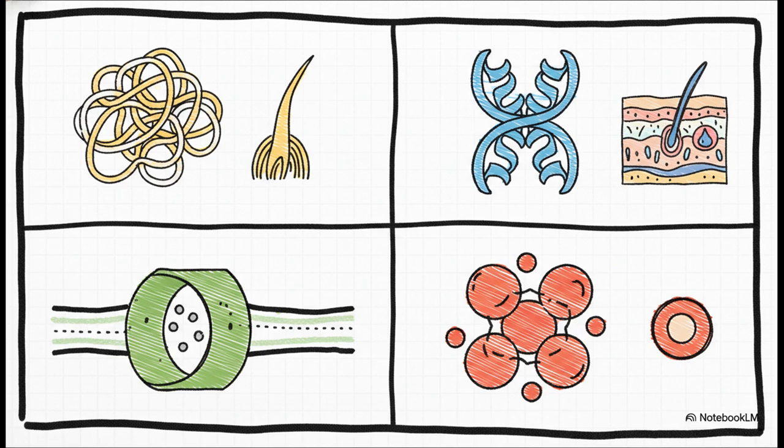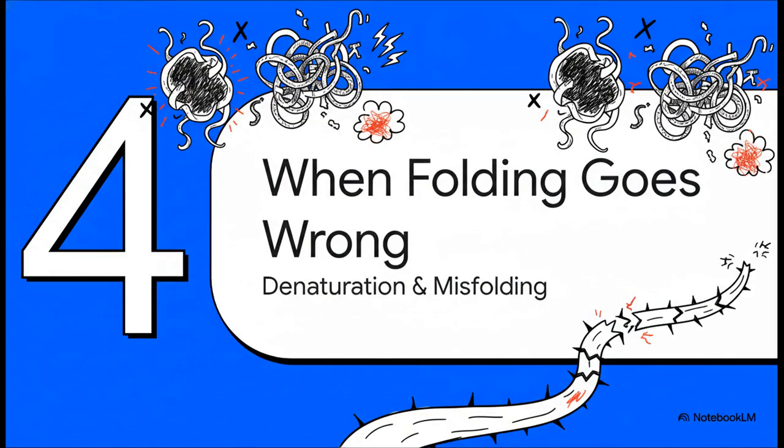Why is keratin so great for making tough hair? Because it folds into a long, fibrous shape. How does collagen give our skin its strength? It forms this amazing triple helix structure. You have proteins that fold into hollow barrels to make channels, and you have the intricate machine of hemoglobin carrying oxygen. In every single case, the job is defined by the shape. Shape dictates function.